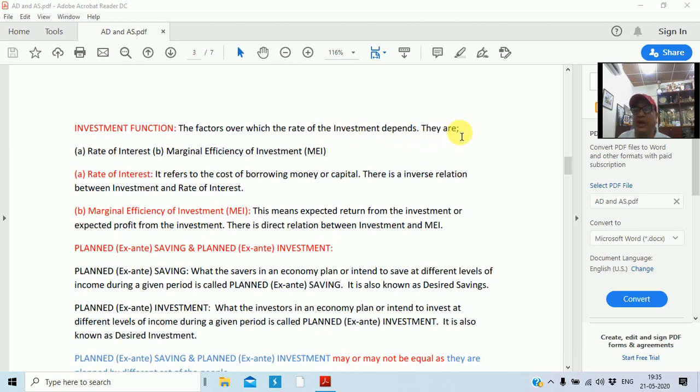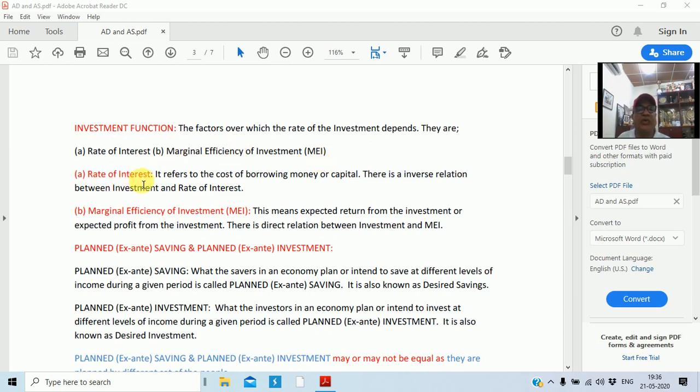So investment in the economy depends on two factors. Number one, rate of interest, and number two, marginal efficiency of investment.